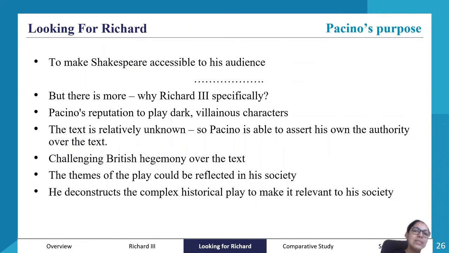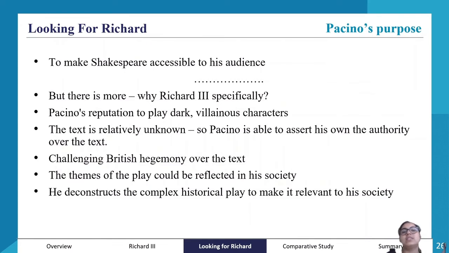It's not just simply him making Shakespeare accessible to his audience. There's a purpose behind it, and that purpose is he wants to make a Shakespeare that's about him. He wants to show that this is how he thinks of Shakespeare, and that's the understanding he wants to feed his audience. And then that brings us to the question, why Richard III specifically? There are so many other Shakespearean plays that are more popular. Why has he chosen Richard III?